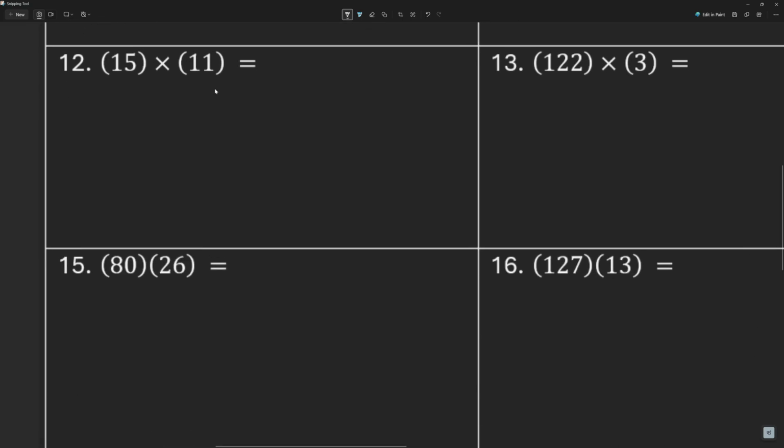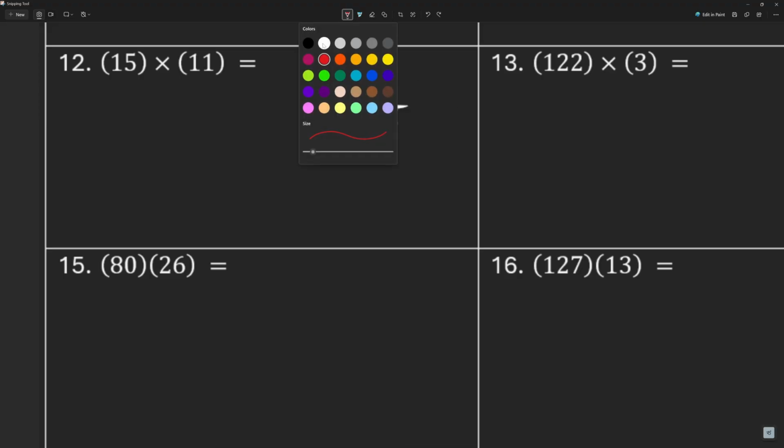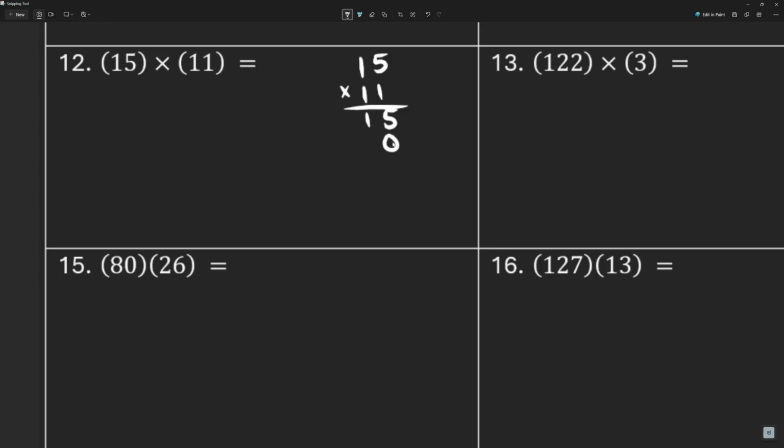There's a few ways to do this. It's kind of interesting. You could do the vertical method, right? 15 times 11. So 1 times 5, and 1 times 1. And then we have to add this 0 in the next spot because we're not just multiplying by that 1. We're going to do the same thing, but that's not just a 1. That's a 1 in the tens place. So really we're multiplying by 10, right?